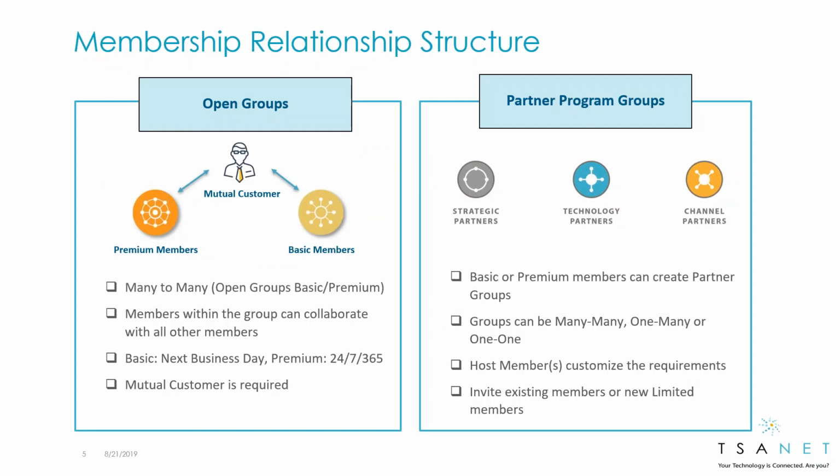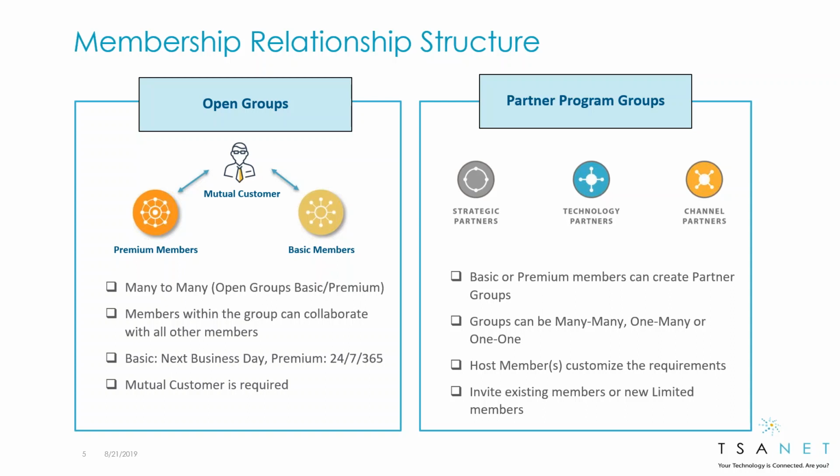TSANet organization. This breaks it down a little bit into the membership categories. Most companies will come into this environment that we call open groups. It's actually how we started the organization. This has kind of morphed itself into the basic and the premium TSANet. So there's about 100 companies that are involved in the basic TSANet. And this becomes what we call a many-to-many group relationship.